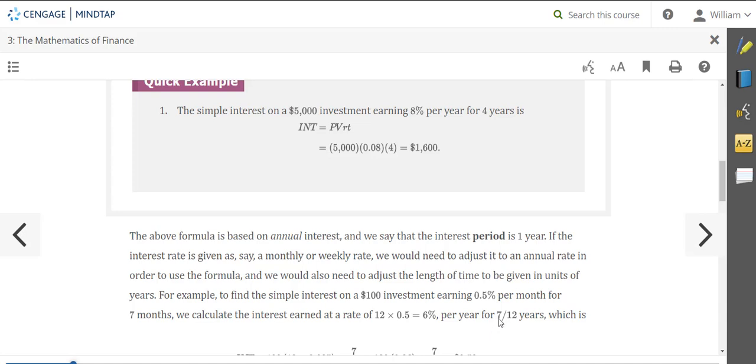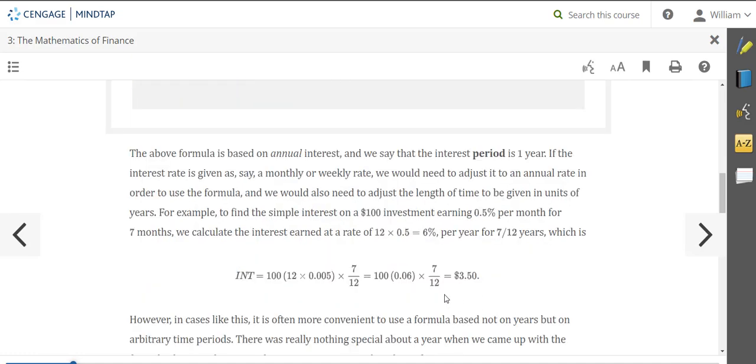And they're saying doing it for 7 months means not a full year, but only 7/12 of a year. So we would have PV RT. The R would be this calculation, which gave us 6%, which is written like this, 0.06. And the time would not even be 1 year. It would only be 7/12 of a year. And so the calculation would lead to $3.50 interest.